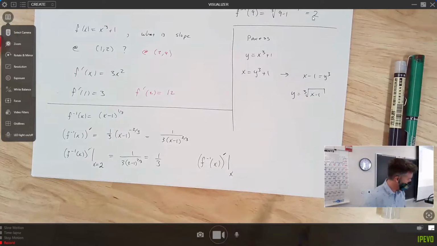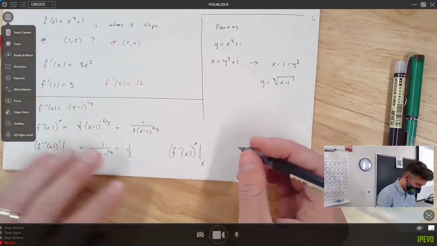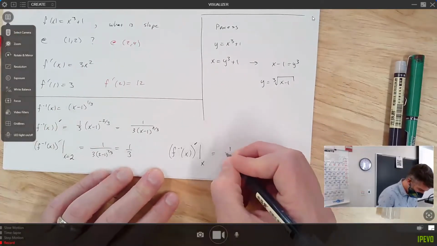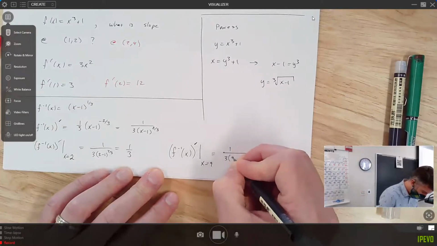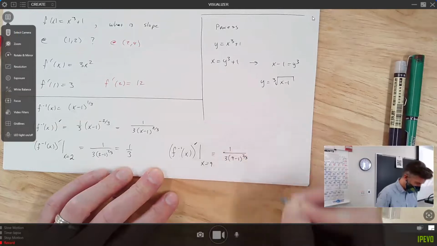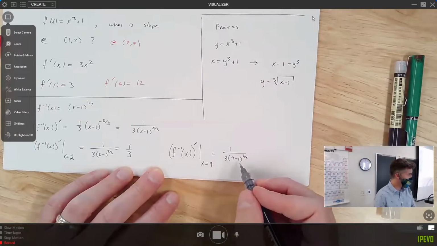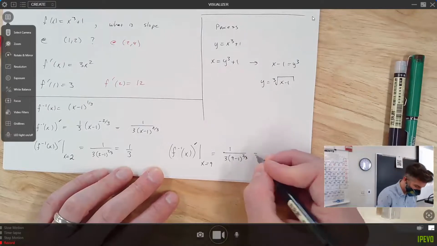Trying to close this. And if we plug in here, we're going to get 1/3 times 9 minus 1 to the 2/3 power. 9 minus 1 is 8. The cube root of 8 is 2. 2 squared is 4. 4 times 3 is 12. Oh, yeah, it's 1/12.